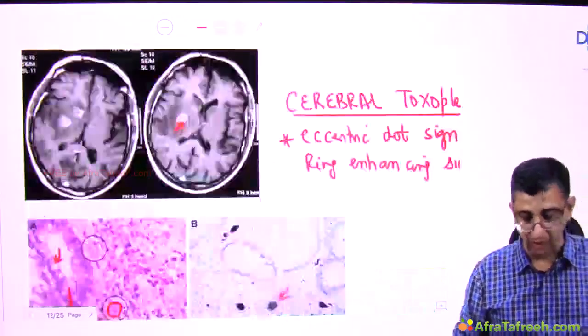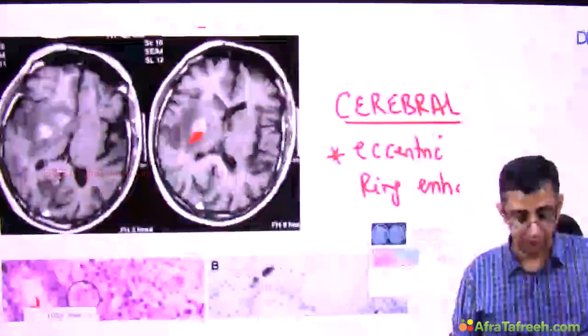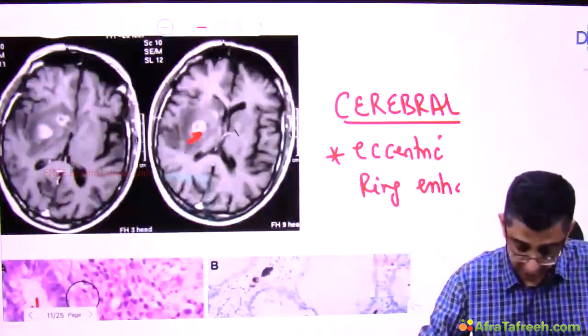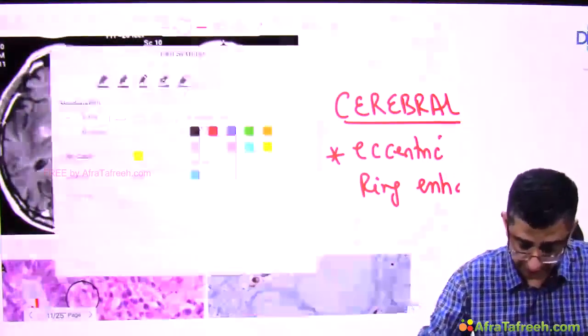How do you differentiate? Cerebral toxoplasmosis can be more than one lesion. Most of the time the area that is involved is the basal ganglia.